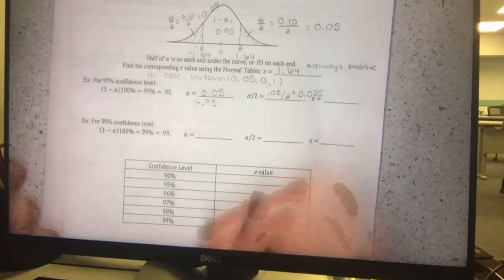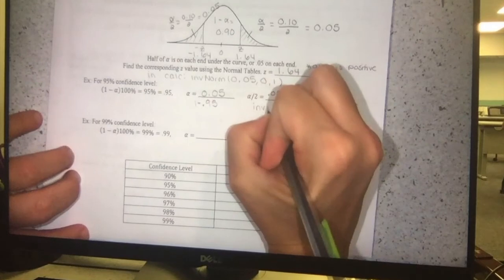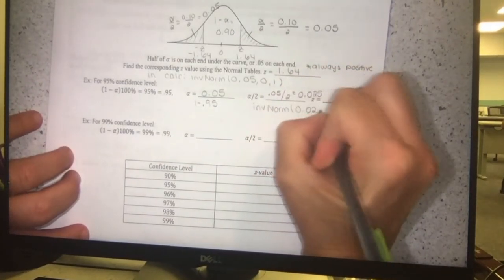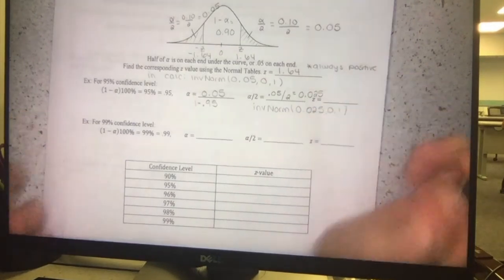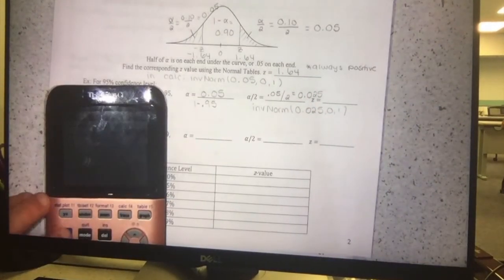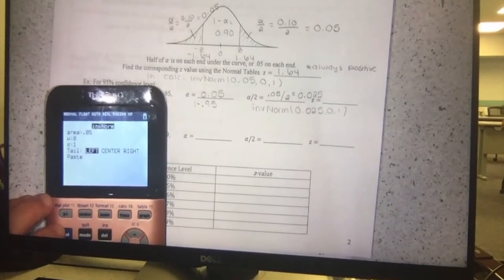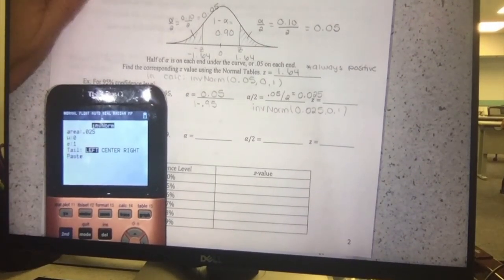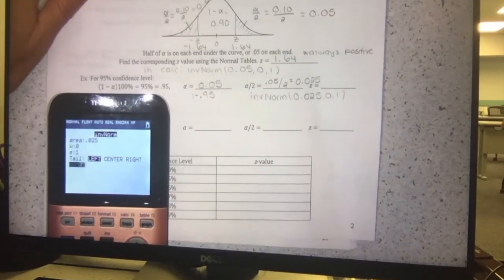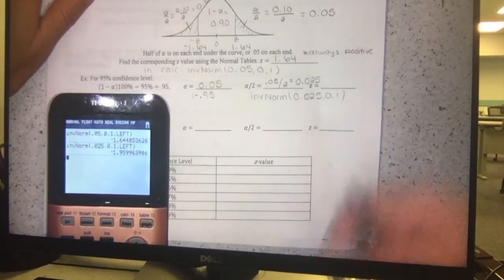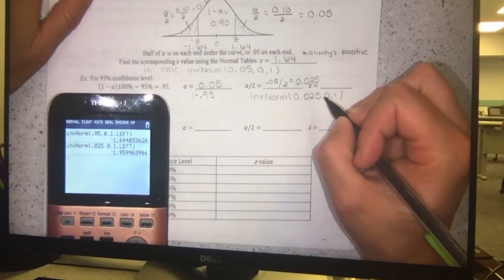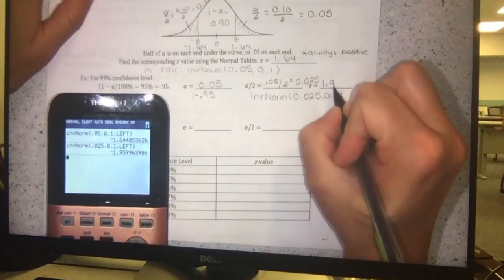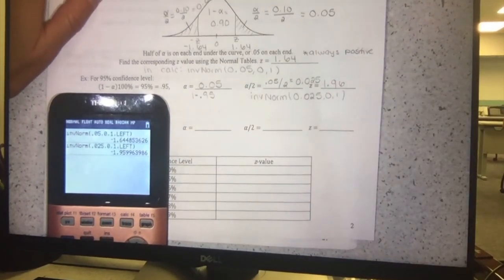So now finding that z value, in our calculator, inverse norm, or if you want to go to the z table, that's fine too, but I know a lot of us like to just do it in our calculator. Inverse norm, area to the left is 0.025. We are talking about z, so we know it's normal, so our mean is 0 and our standard deviation is 1. And we get negative 1.959, which we know is going to round up to 1.96.